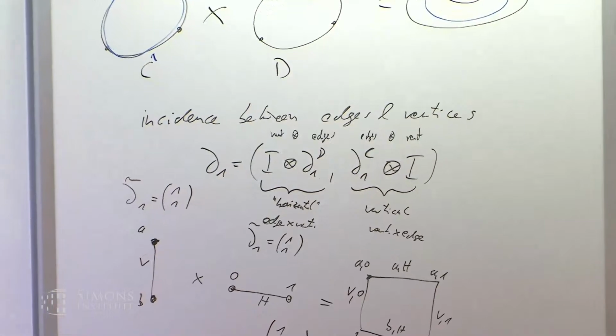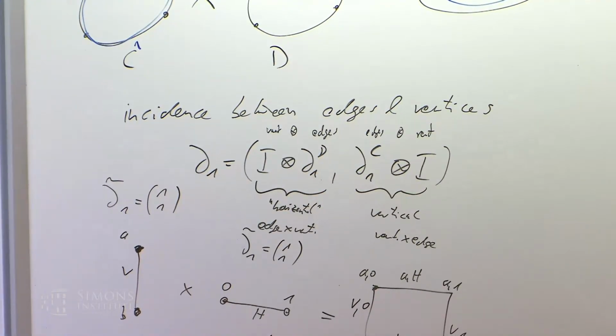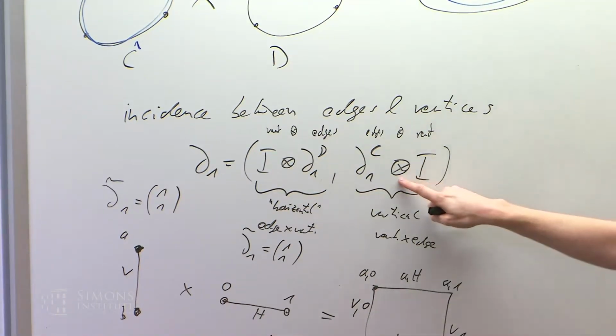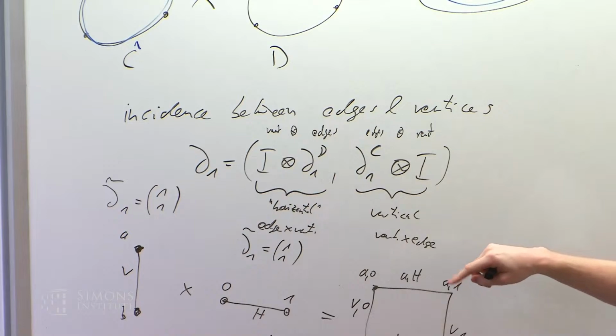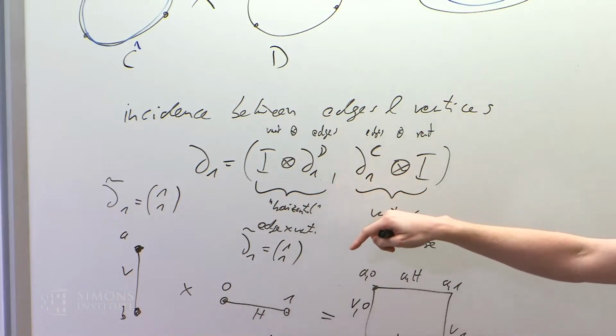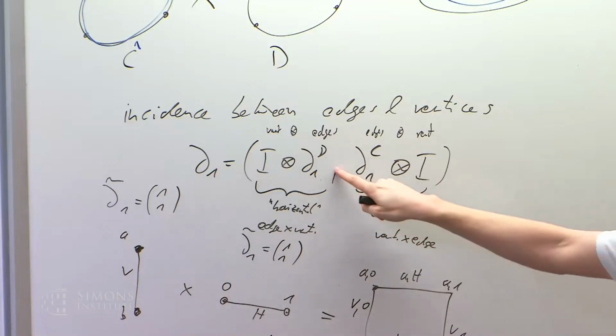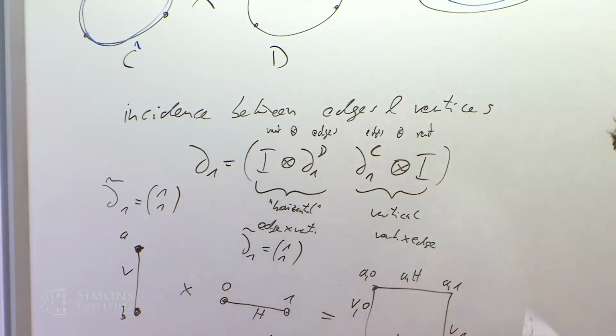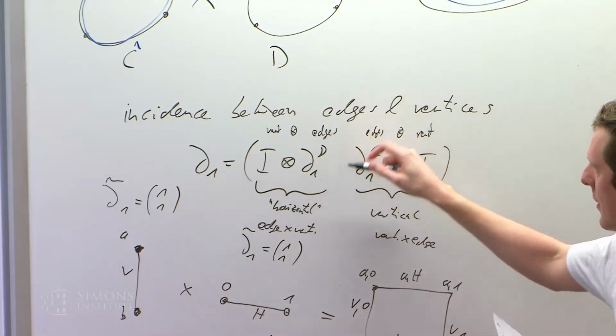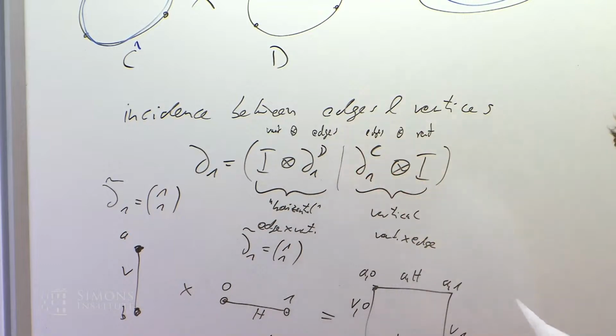So is it a plus between the two, or is this a tensor product? No, this is just a matrix. This is just like the block matrix. Oh, okay.